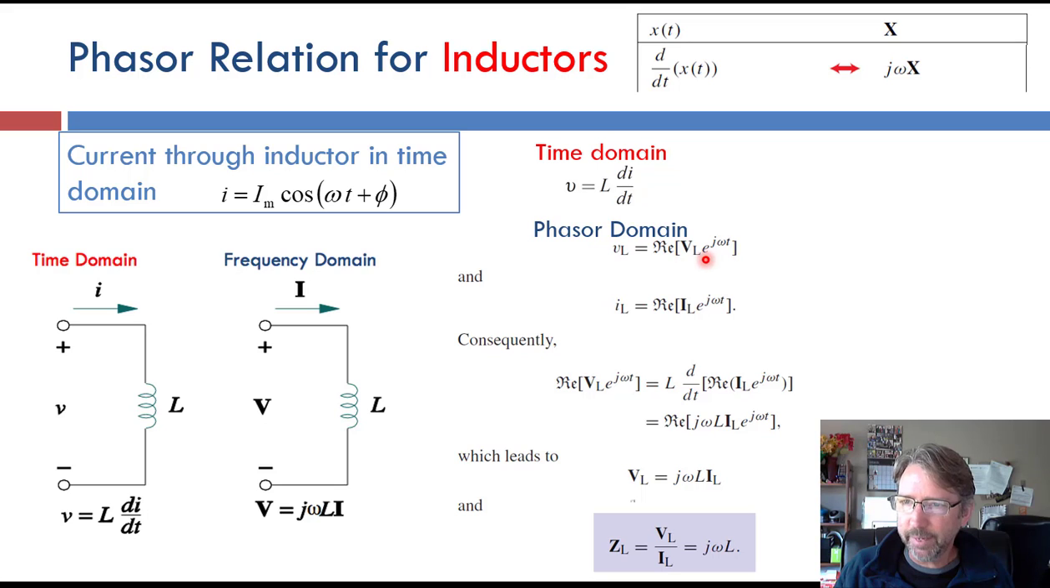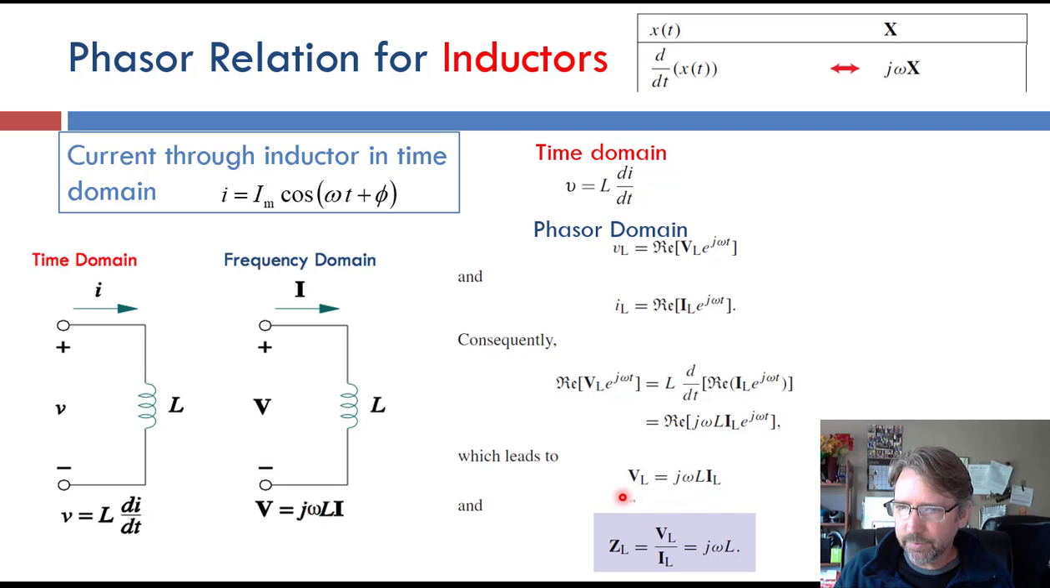In the phasor domain, we have to write that the V across the inductor is the real part of the phasor across the inductor, and the current through the inductor is the real part of the phasor, written out like this. And so if we use this and this together, we can say that the real part of the phasor is L times the time derivative of the real part of the phasor for current. And if we take this and combine and get rid of the real part and the j omega t part, we can see that the phasor for voltage is j omega L times the phasor for current for an inductor.